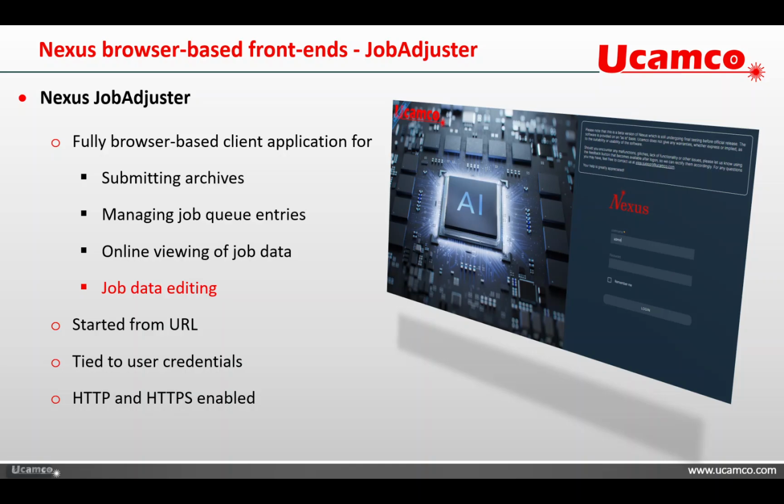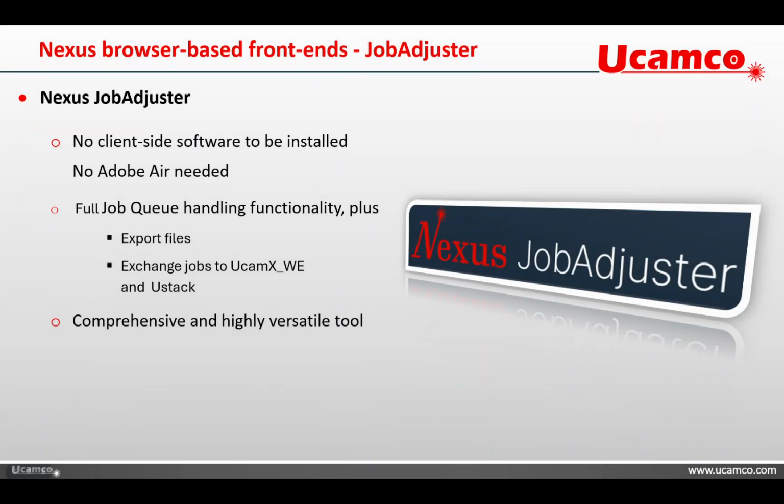Just like Job Manager, JobAdjuster is also started from the URL. Basically the same URL as you use for Job Manager, because as we said, the distinction between the two comes from the user credential. A user A or a user X will have been set up as different users. This one too is HTTP/HTTPS aware, so that can be set up according to your liking. There is no client software to be installed, obviously.